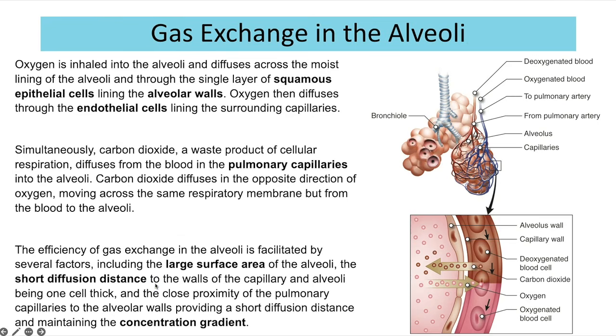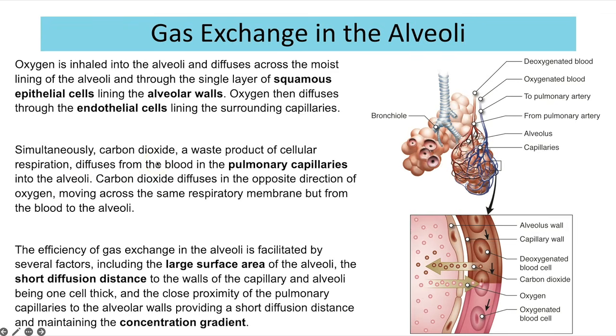So a bit more about this gas exchange in the alveoli. We've said that oxygen is inhaled into the alveoli and diffuses across the layers of those two structures. But we haven't said yet that there is a moist lining of the alveoli. You have this moist layer on that layer of cells, so the gases can dissolve in that liquid and then diffuse across that way. We did talk about that single layer of cells, which is squamous epithelial cells. They're flat, they've got that really short diffusion distance. The oxygen then diffuses through the endothelial cells lining the capillaries.